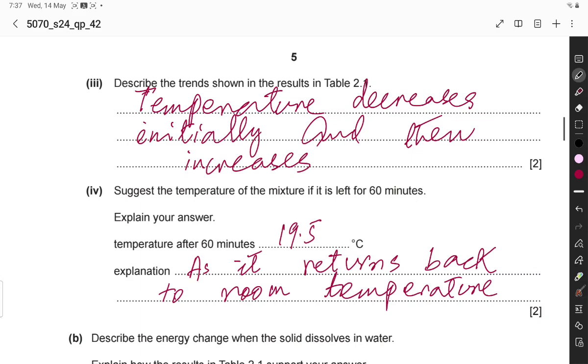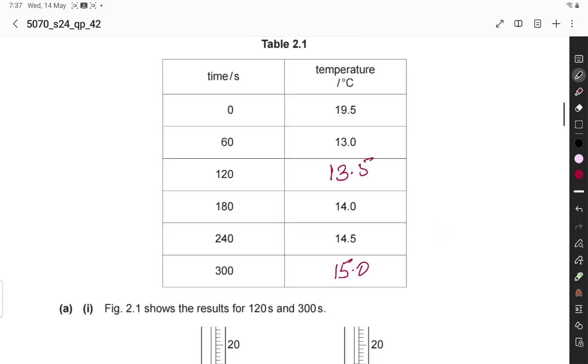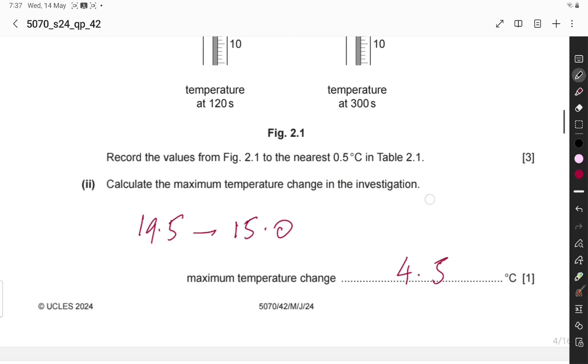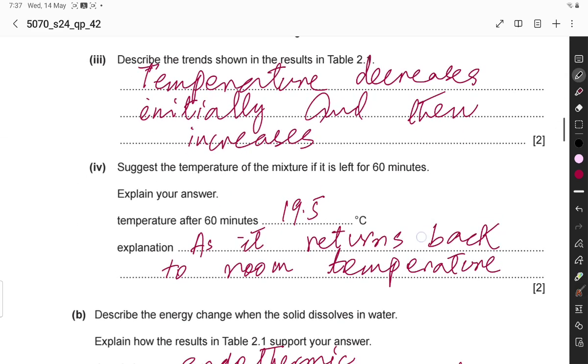Describe the trends shown in the results in table 2.1. As in the table, initially the temperature decreases and then it increases.